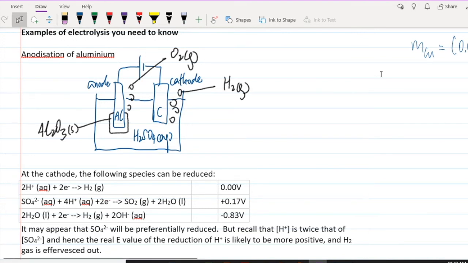So it may appear that SO4 2- will be preferentially reduced, right? Because it has the most positive E° value. But recall that the concentration of H+ is twice that of SO4 2-, right? And hence the real E value of the reduction of H+ is likely to be much more positive. And H2 gas is actually the one effervescing out.